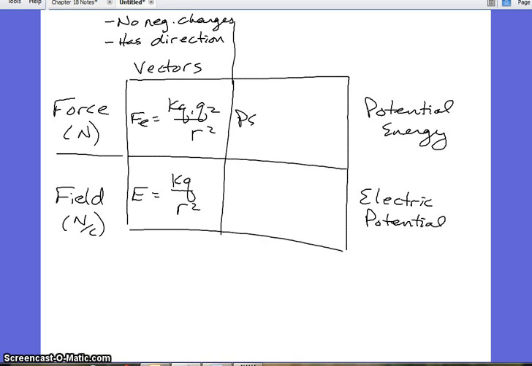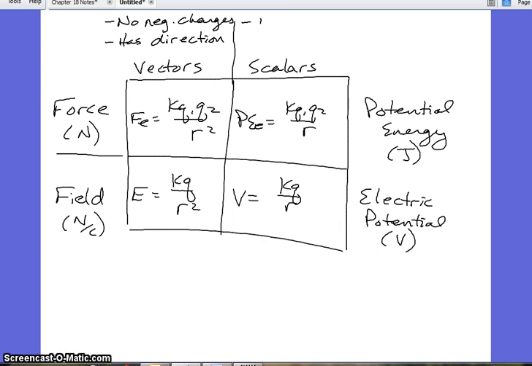These two things here, the potential energy is KQ1 Q2 over R, and it's measured in joules. And now this electric potential is KQ over R, and it's measured in volts. And these two things are scalars. Now in these here, we have to include the direction, or the negatives. So we must include negative charges. And this has no direction. So when we add them up, we just add them up without having to break them into any components.